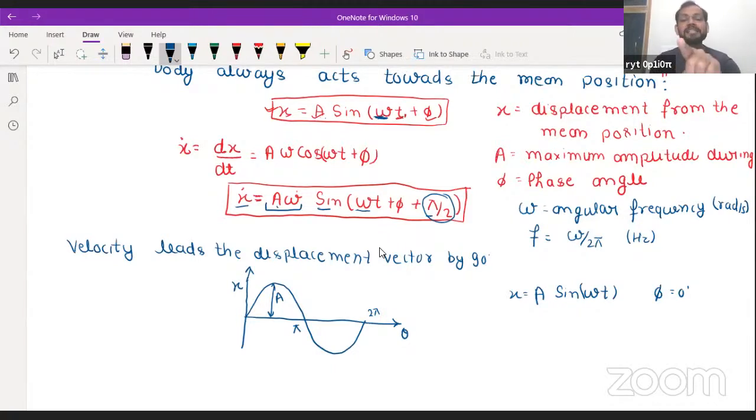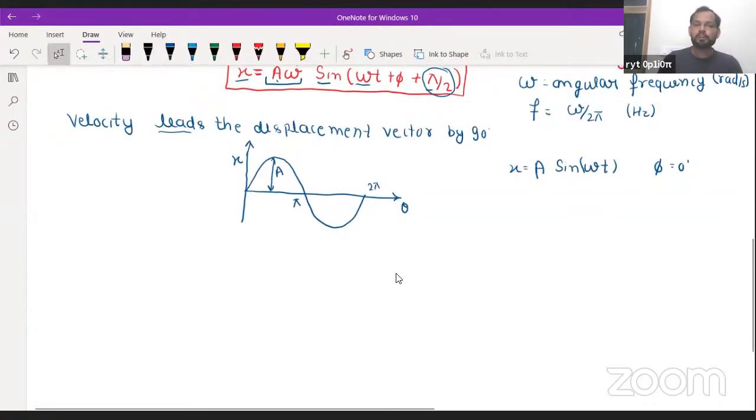When a plus or leading sign is mentioned, what do we do? We will draw a curve like this, for example. Right now we are going to draw the curve between the velocity and the angle theta.